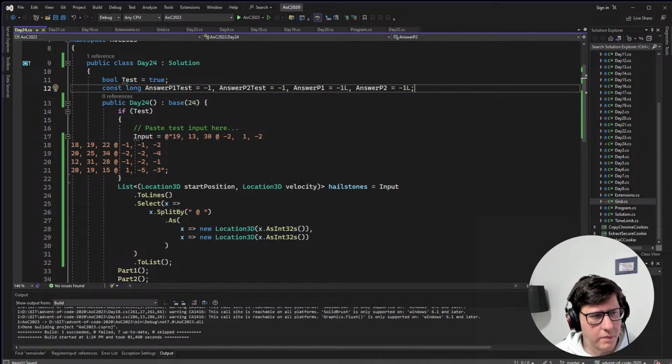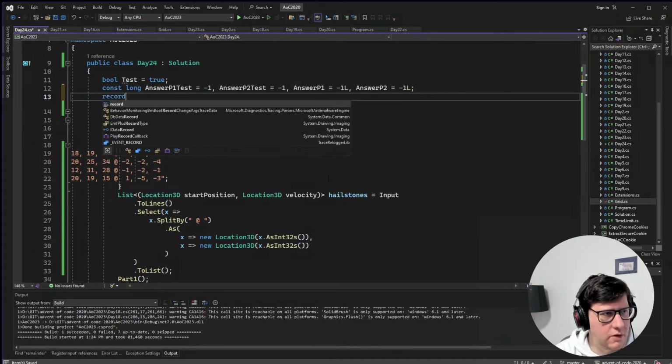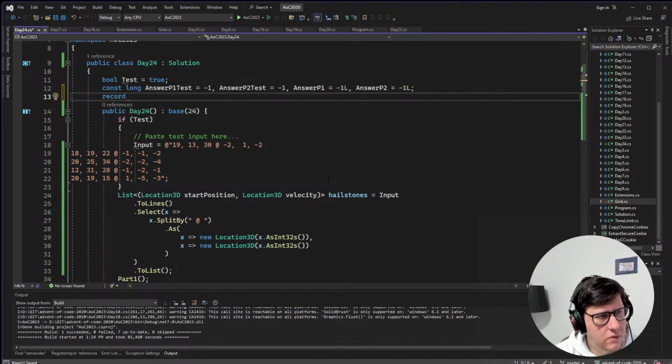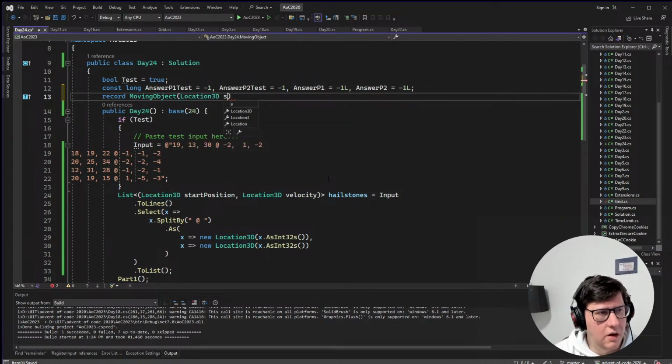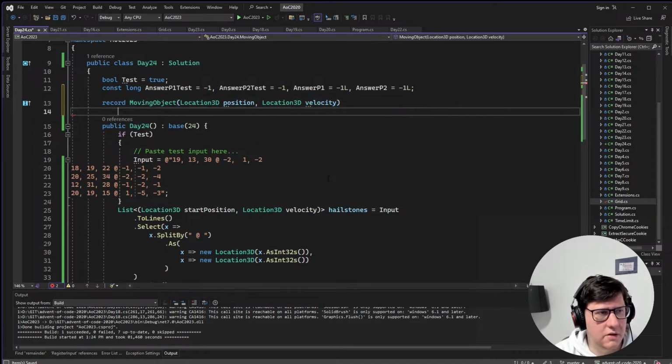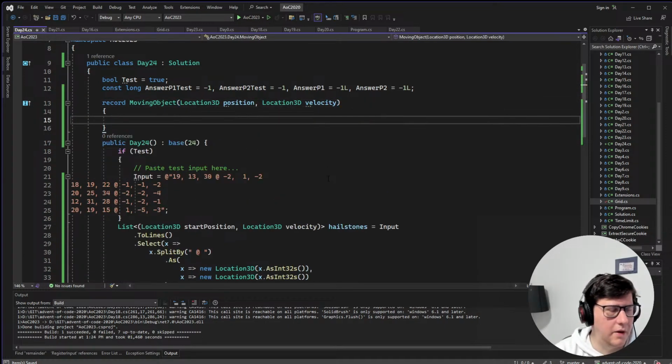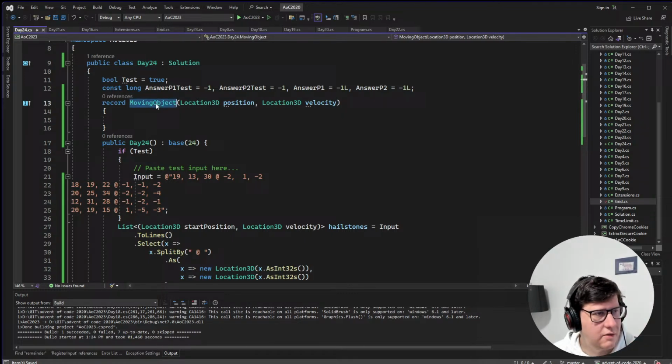Do I want to have a new object for this? So I could do a record, a moving object, basically. This will be a location 3D start position, just position, and a location 3D velocity, like this, right? And I can probably have some stuff here that makes that even better.